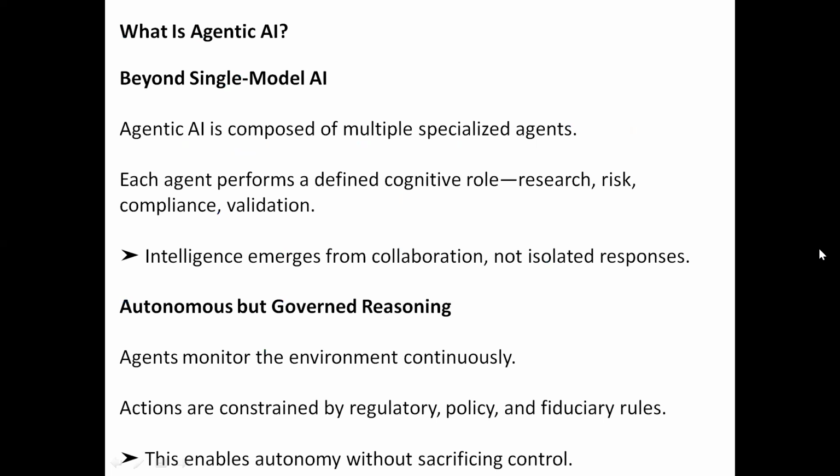What I mean by orchestration is a strong point, kind of like teamwork, right? Collaborative work. So they are not single-mode AI. Agentic AI is composed of multiple specialized agents, and each agent performs a defined role. The intelligence emerges from collaboration, not isolation, and that is one of the strong points of utilizing agentic AI.